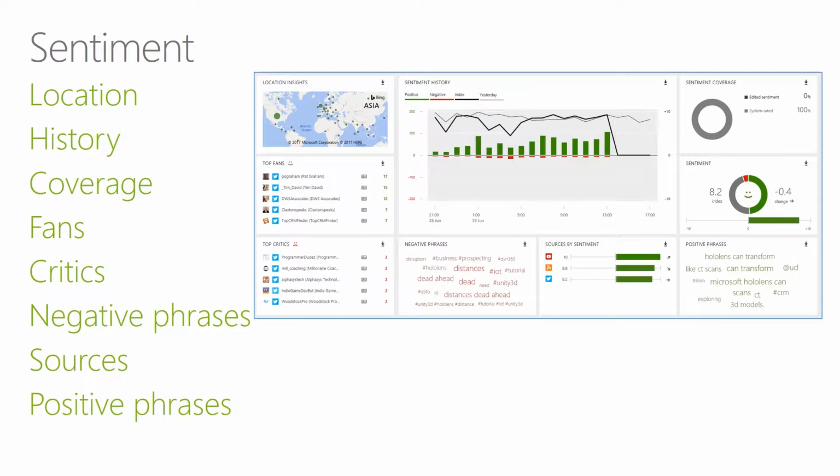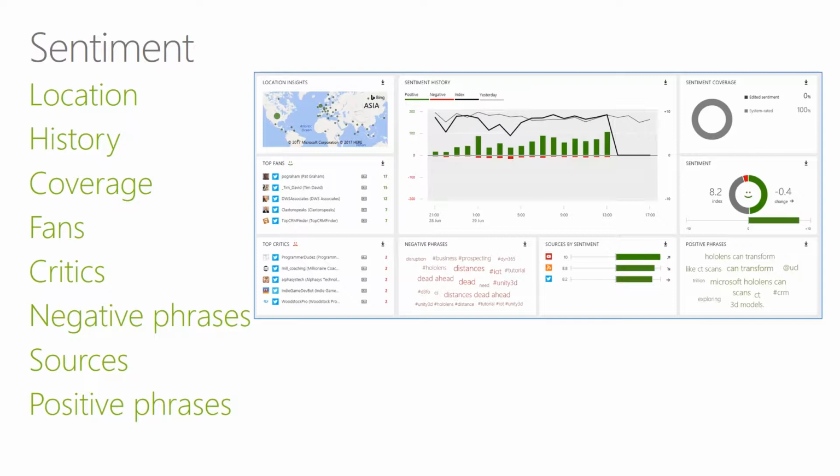We'll see the overall sentiment analysis. You can see we have those positive and negative phrases. Those are the ones that we're seeing the most in the posts that we are consuming. You'll see our sources based on sentiment. So you can see where the high sentiment analysis is, maybe some things that are not as good as we'd like. And then we can also see our top fans and our top critics. These are our influencers.